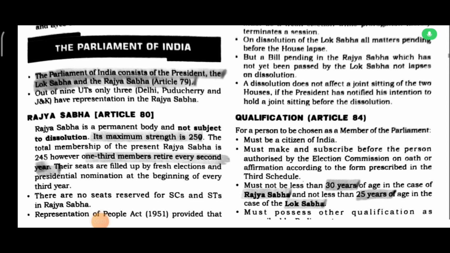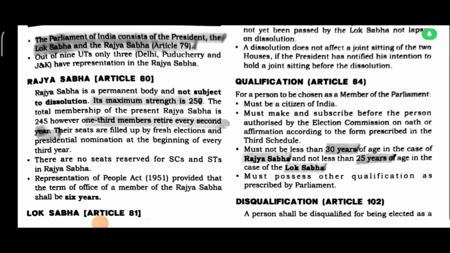The Parliament of India. The Parliament of India consists of the President, the Lok Sabha, and the Rajya Sabha, Article 79. Out of 9 union territories, only 3, Delhi, Puducherry, and Jammu and Kashmir, have representation in the Rajya Sabha.